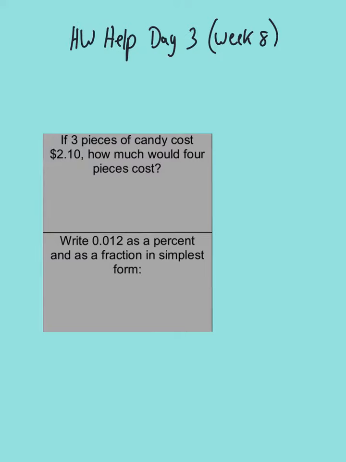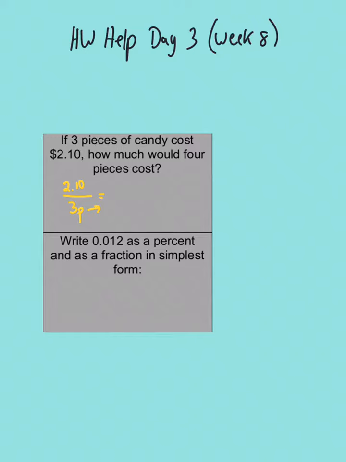All right, well, I'm going to set this up with equal rates, and I'm going to run into a problem. So let me start with $2.10 for 3 pieces, and I have to figure out what 4 pieces cost. The problem is 3 doesn't go into 4. So what I'm going to do is find the unit price first. So I'm going to figure out what 1 piece costs. Then when I have the price of 1 piece, I can figure out 4 pieces.